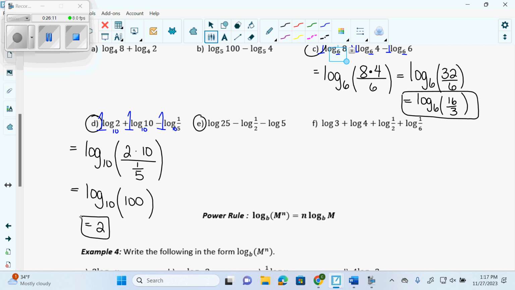More often than not on a test, they'll have variables. When a log doesn't have a base, it's base 10. Just like when a square root doesn't have an index, it's a 2. And with logs, it's just a 10. So now this one's going to be base 10 again, base 10 again, base 10. And this has a plus 1 in front, minus 1, minus 1. So I'm going to get log base 10 of 25 in my numerator, and then in my denominator, I get a half times 5.